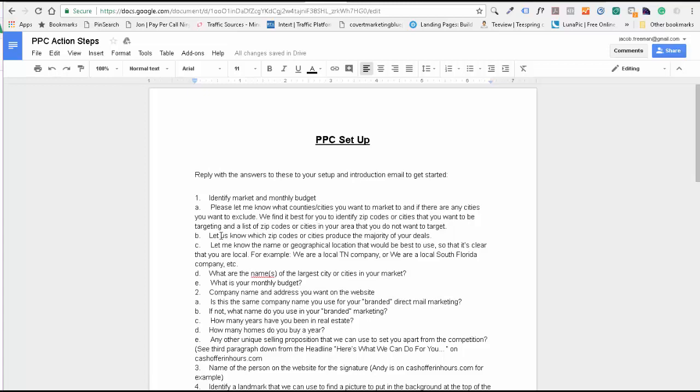And then if you can let us know which zip codes or cities produce the majority of your deals, this is 1B. Again, this is like what I was saying, that if there are certain areas that perform better, that have larger deals, where you're looking to buy the most, or in the past you have bought the most, we can turn up the bids in those areas to try to really dominate and get as many leads as possible from the best areas.